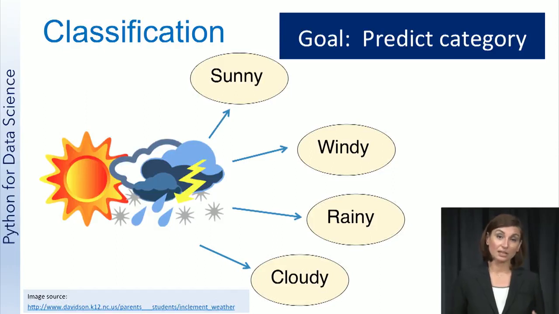Another example is to classify a tumor as benign or malignant. In this case, the classification is referred to as binary classification since there are only two categories. But you can have many categories as well, as in the weather prediction problem shown here. Another example of classification is to identify handwritten digits, as we talked about in our last video, as being one of 10 categories, 0 to 9.